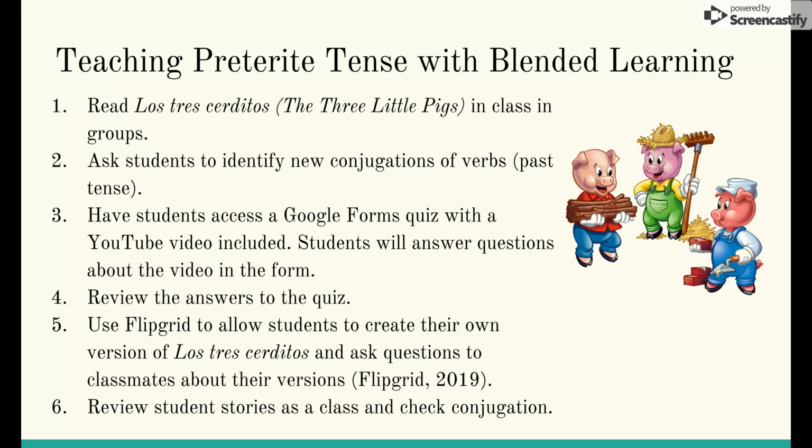The next step I would do after we had gone over all those answers is to use Flipgrid to allow students to create their own version, to change the story their own way, and then put it up on Flipgrid, which is a discussion board that uses video instead of just typing words. They can also respond back to classmates and ask questions about their versions. And then as a teacher, on my view, I can pull that up and cast it to the front of the class and have them review and check the conjugations in each other's stories to assess for understanding.